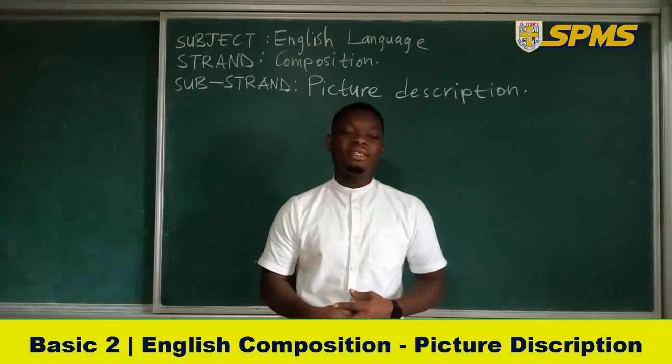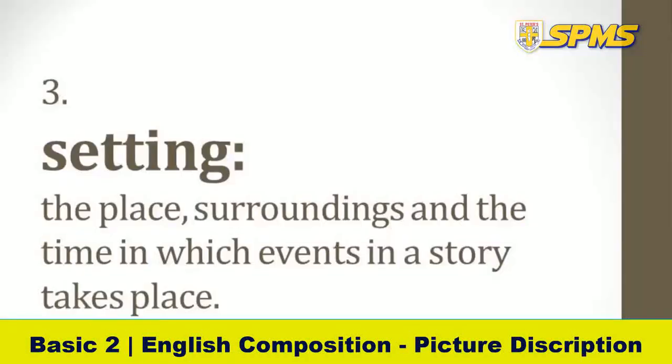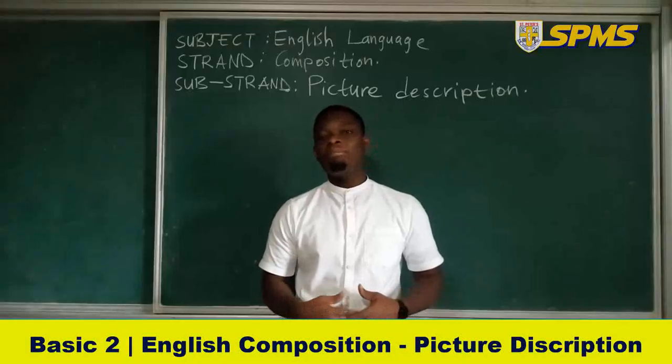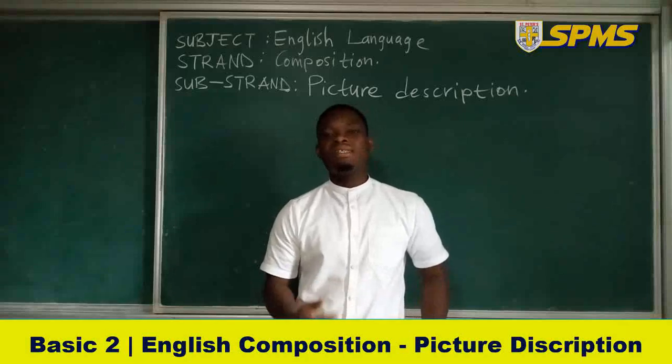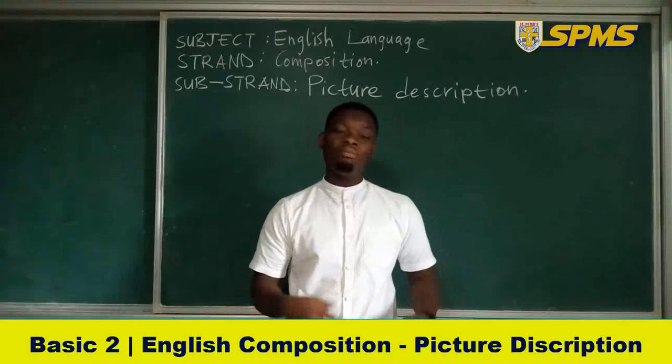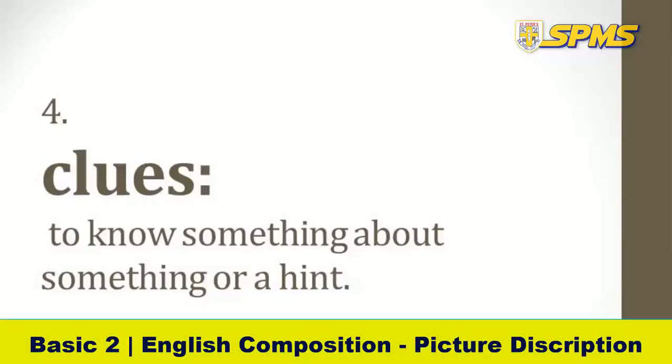Let's take a look at the third keyword for today, which is setting. Setting is the place, surroundings, and the time in which events in a story take place. Every story that we read or hear has a particular place where it took place. It has a particular time, whether 10 years ago, 5 years ago, a century ago, in present time, and so on. The next keyword is clues. To have a clue about something means to know something about it, or to have a hint about it.